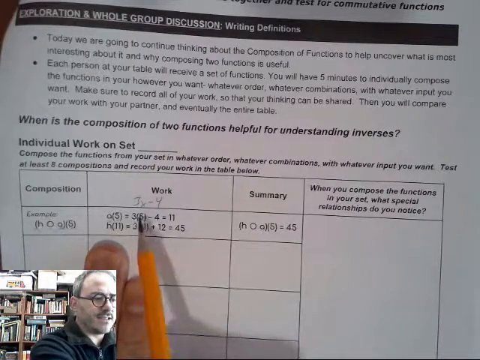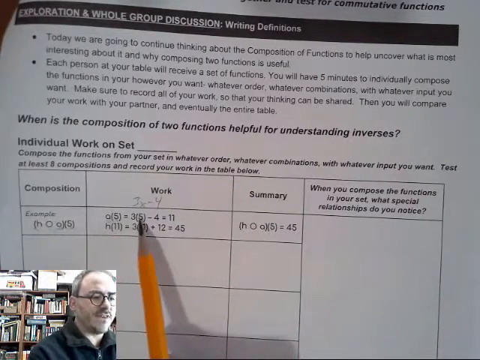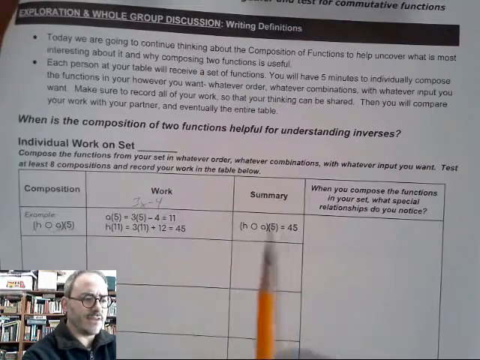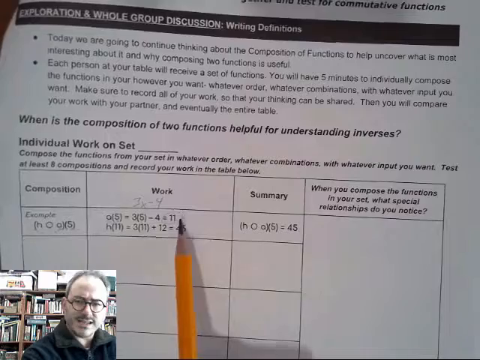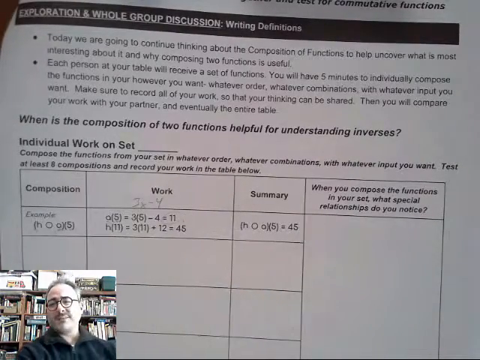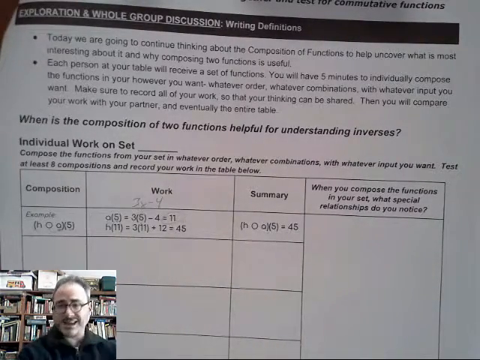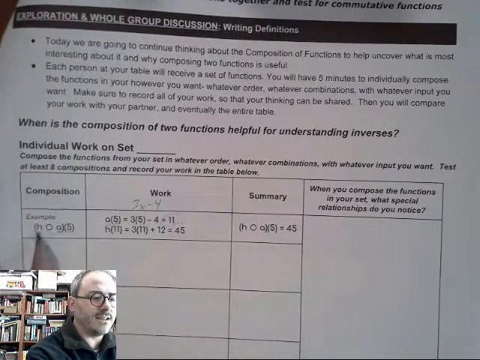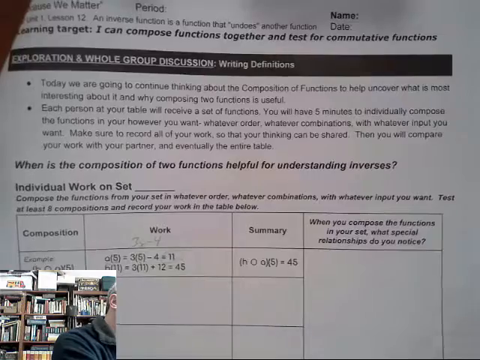Plug 5 in for x, I get 3 times 5 minus 4. Well, 3 times 5 is 15. 15 minus 4 is 11. So we have 11 out here. Then what we got to do is we got to take this 11, we got to plug it back into the next function. That's the composition part. Now we got to plug 11 into the function of h, lowercase h. So now I have to go back and find where is my lowercase h function.